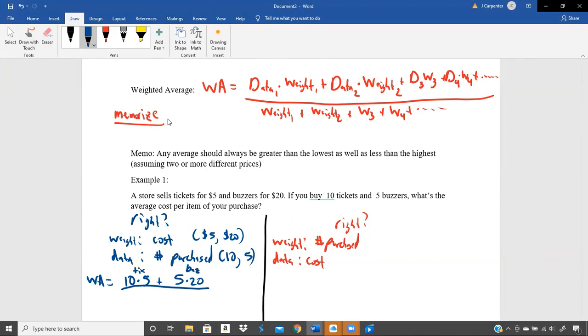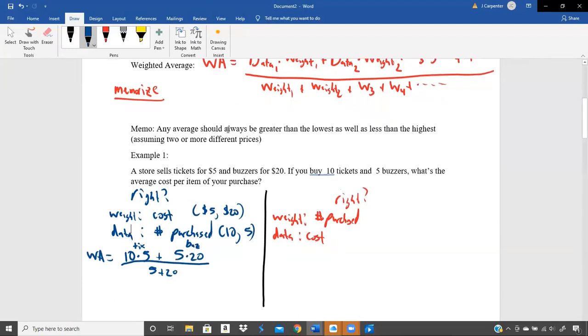And then the bottom we're saying is weight 1 plus weight 2 plus weight 3. There's only 2 sets of data here, so it's just weight 1 plus weight 2, which we call the weights the costs. So we go 5 plus 20. Now again, I'm not saying whether this setup is right or wrong. I'm saying let's just see what we get if we do it this way.